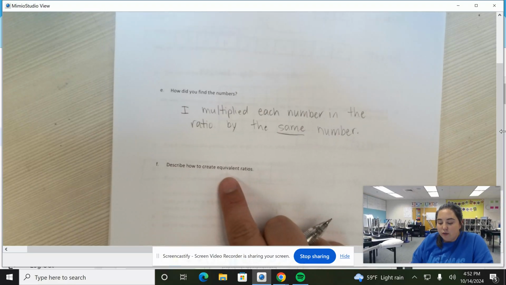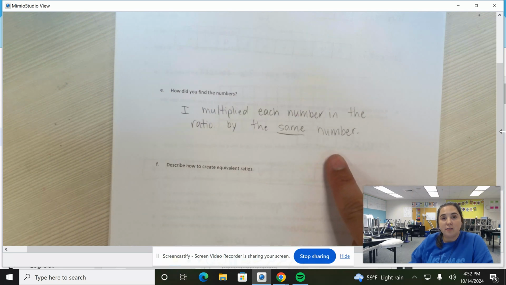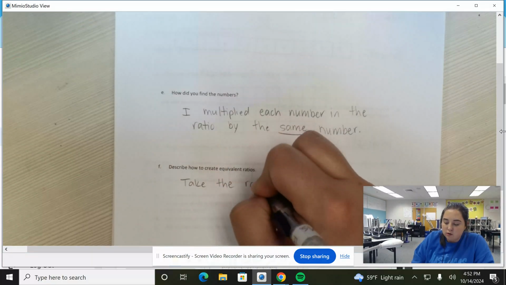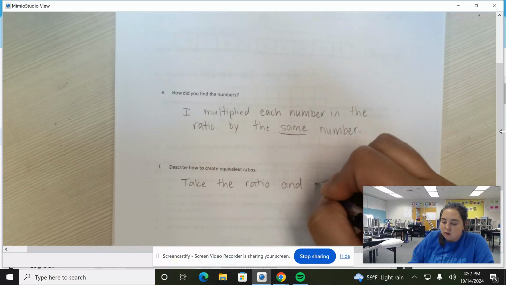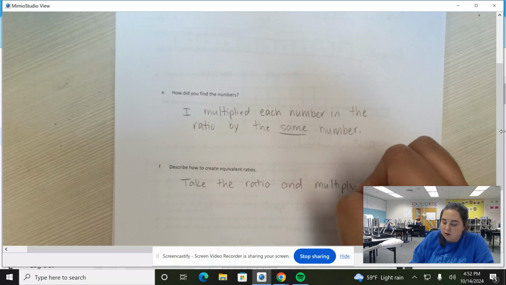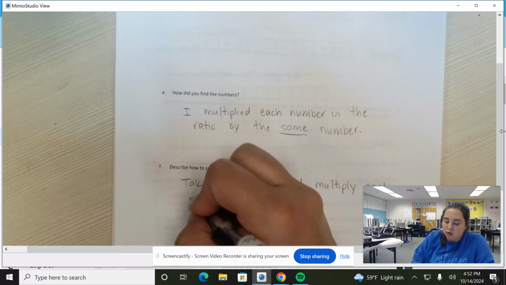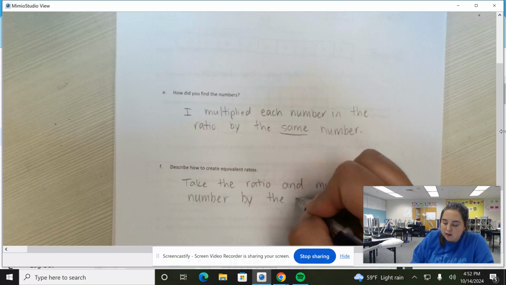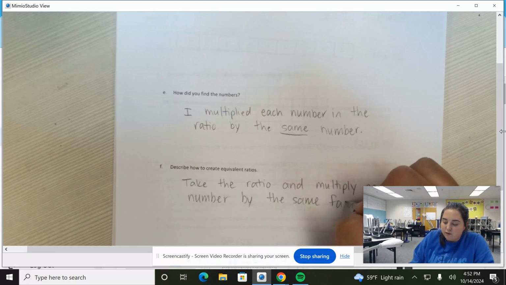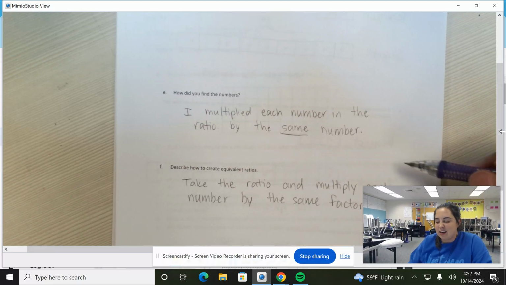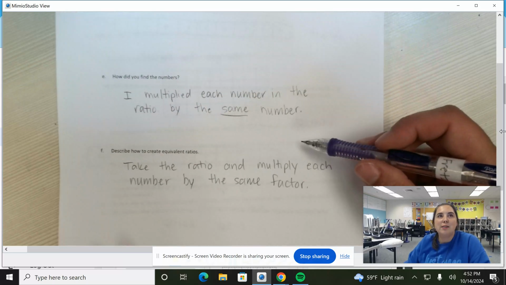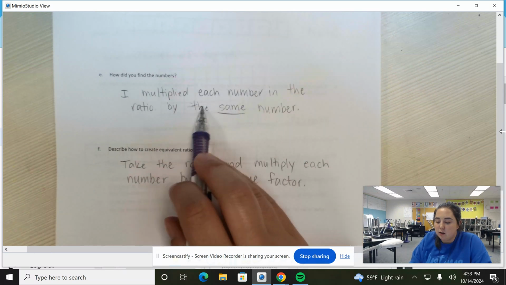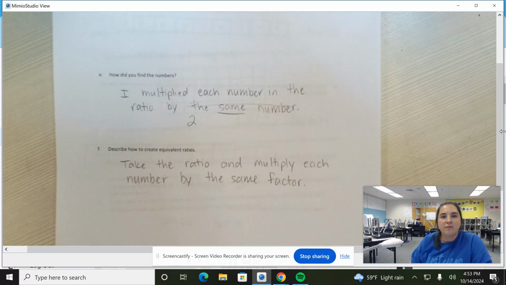Describe how to create equivalent ratios. How did we do that? Take the ratio and multiply each number by the same factor. Basically said that same thing up here. I think they probably wanted me to say I multiplied each number in the ratio by, instead of the same number, by 2. That's probably what they wanted me to do.